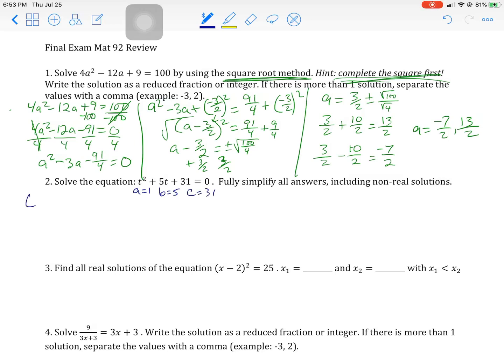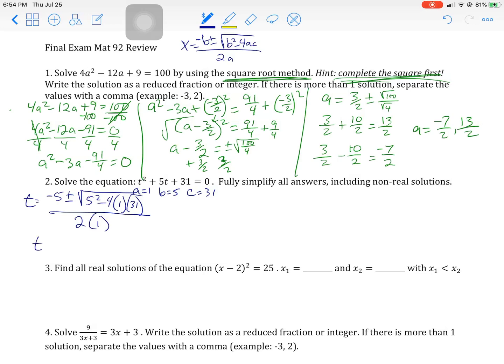Okay, so T is going to equal opposite B, plus or minus the square root of 5 squared minus 4 times A times 31. It's probably a good idea at the top of your page to write down all the formulas that you need until you make sure you memorize them all. Hopefully you can read that. There's my quadratic formula, over 2 times A.